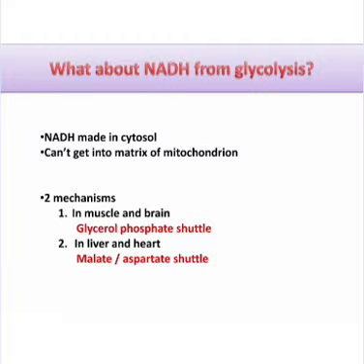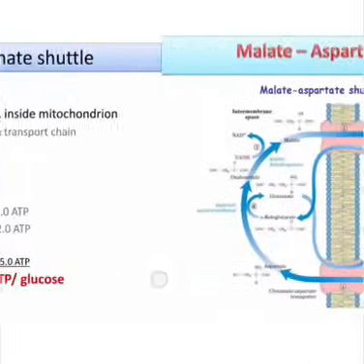What about NADH from glycolysis? NADH is made in the cytosol and cannot get into the matrix of mitochondria. It involves two mechanisms. First one, muscle and brain, and second one, liver and heart.